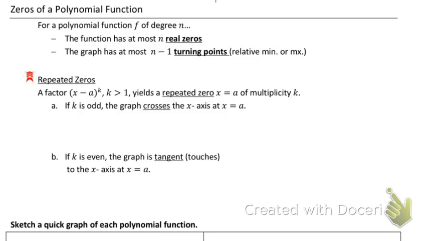So for a polynomial function f of degree n, we know that the highest degree tells you how many zeros you have. Some of those zeros might be imaginary, though.